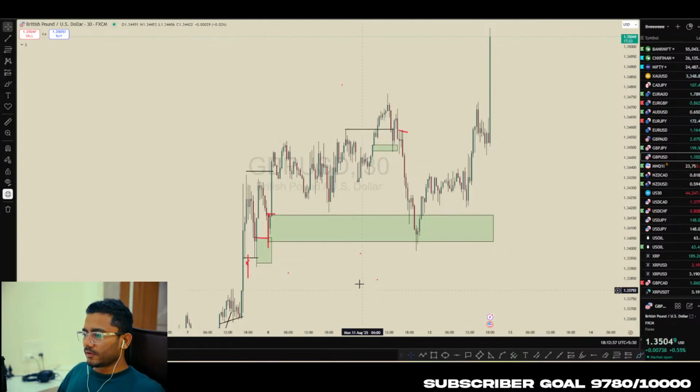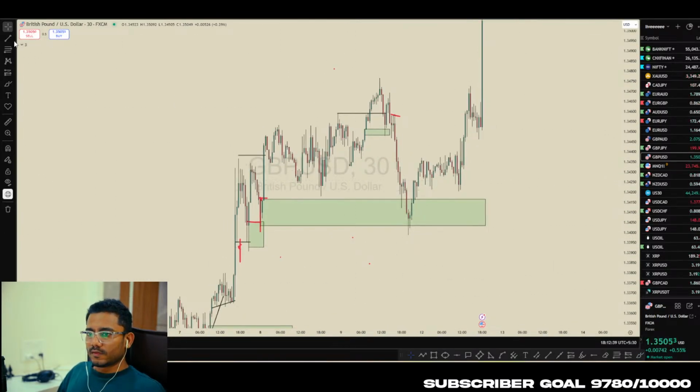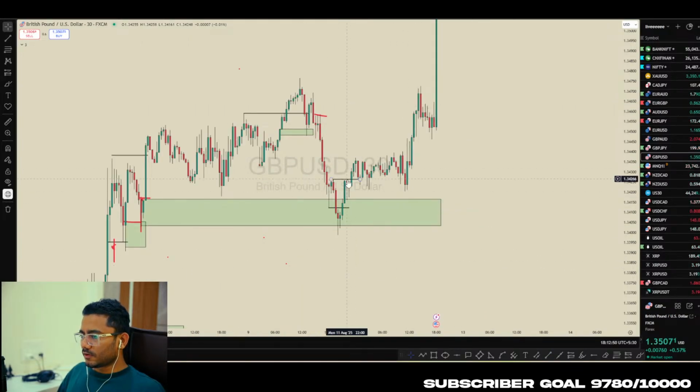If we try to understand here, this is the high, where price reacted from the order block. Then price broke the structure, creating this new structure. So this is where price gave us change of character, and we have this order block for our entry.